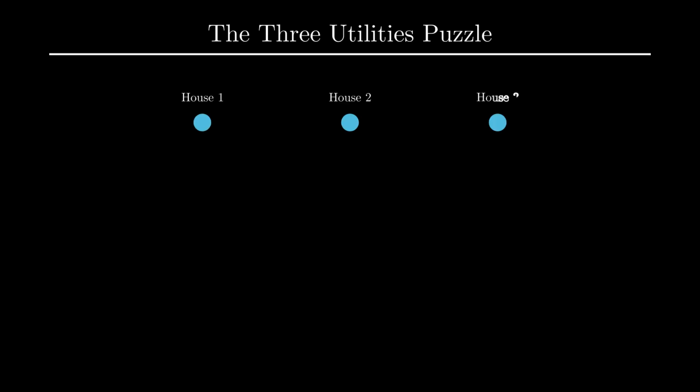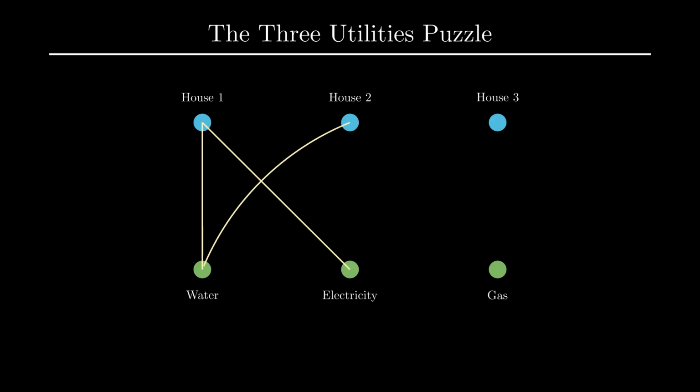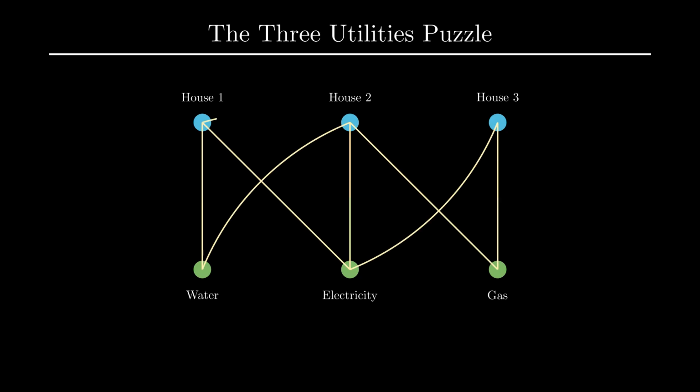Imagine you have 3 houses on a sheet of paper, and 3 utility sources: water, electricity, and gas. Your goal is to connect each house to all 3 utilities, making 9 lines in total. However, there is one strict rule. No 2 lines are allowed to cross or overlap.